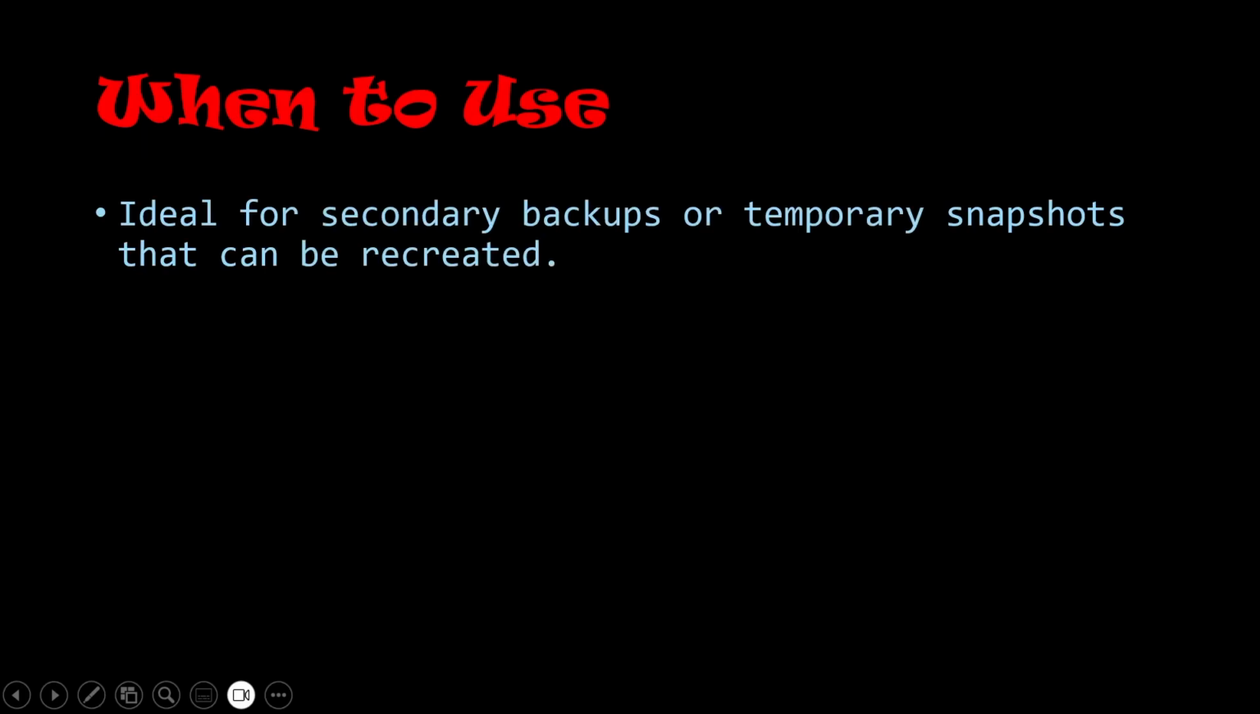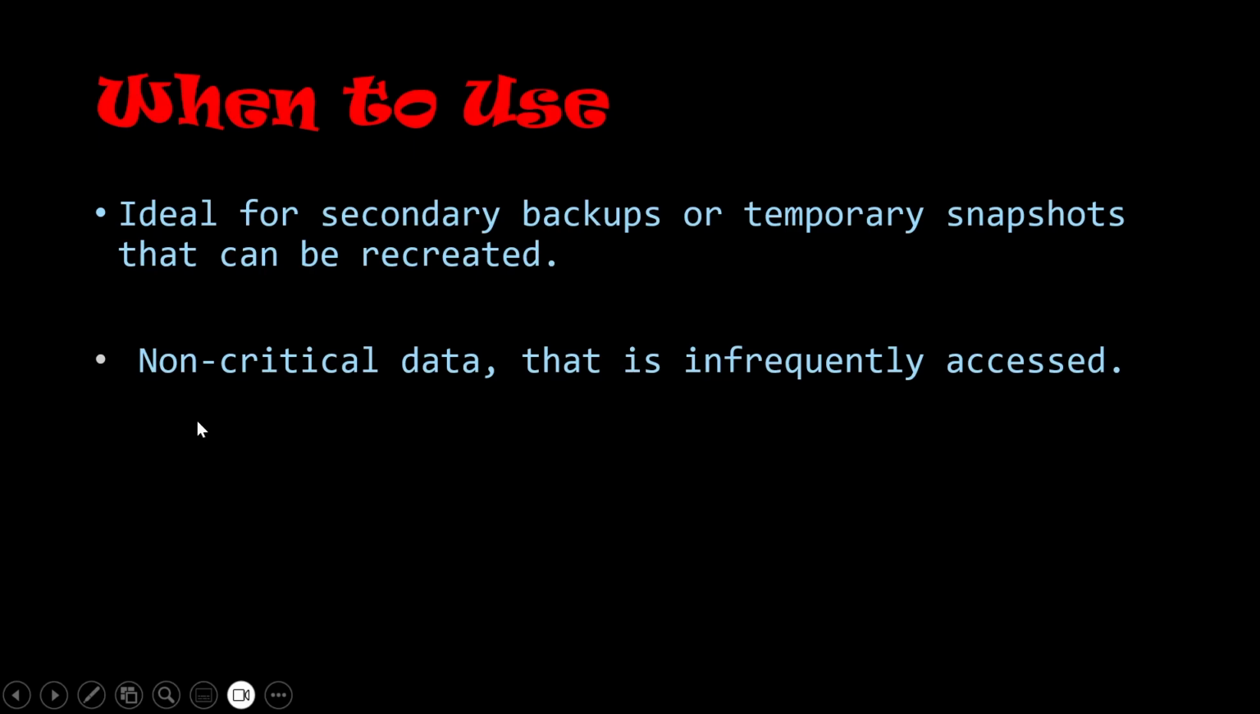So when to use this storage class? When you want to store secondary backups or temporary snapshots that can be recreated. When you want to store non-critical data that is infrequently accessed. In these scenarios, you can use this One Zone Infrequent Access storage class.